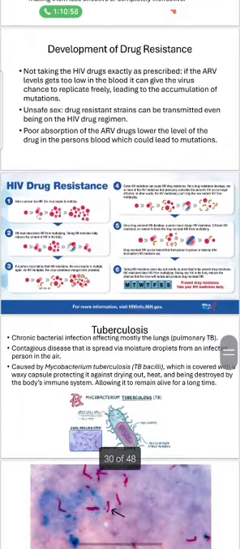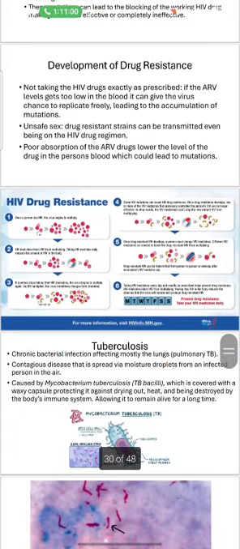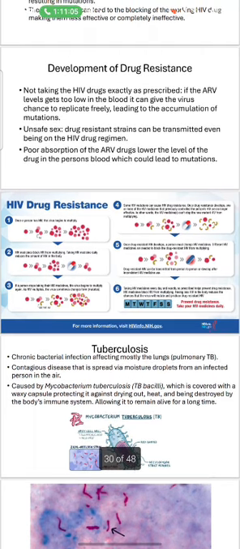The development of drug resistance, not taking the... Bro. Two slides. My bad. Because then I'm gonna read three slides. I feel bad. My bad.